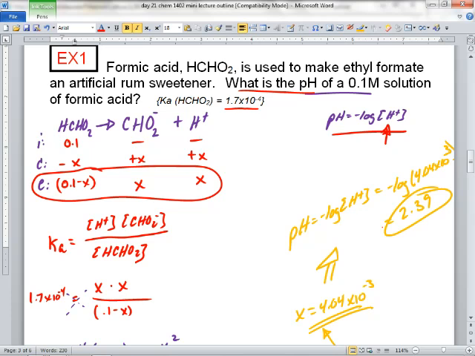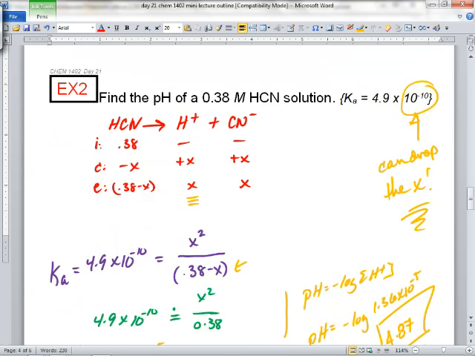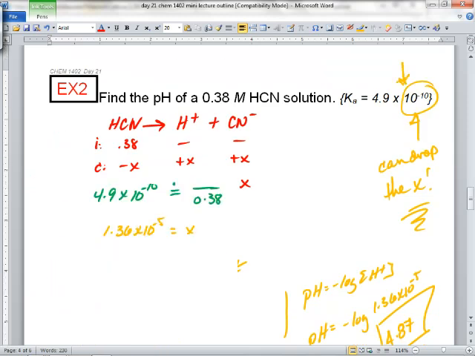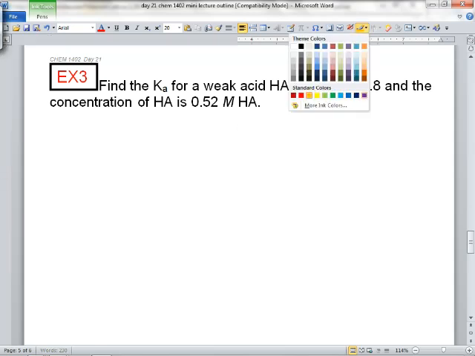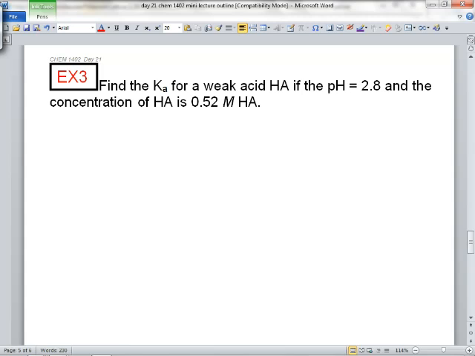So far there's been two types of questions. One is where we do ICE but can't drop any x's because our Ka was 10 to the negative 4. The other type is where we can drop our x because our Ka is 10 to the negative 10. Here's a third type of question that I think you're going to see. They want to know what the Ka is for a weak acid, in general HA. They tell us the pH, and the concentration is 0.52 molar.